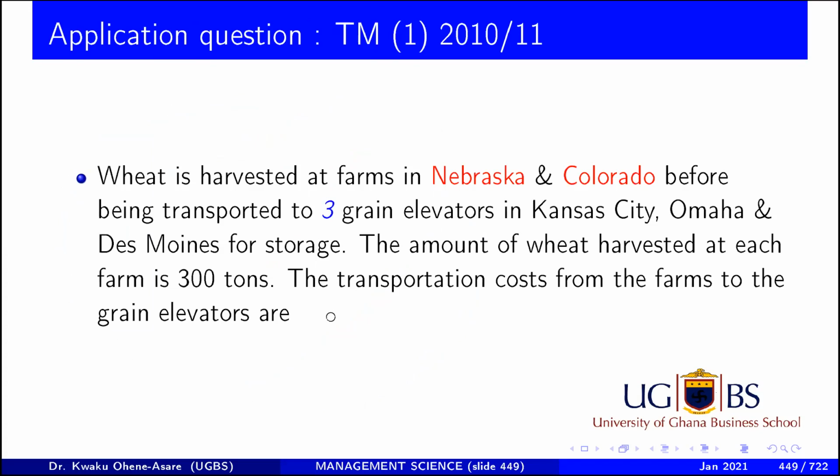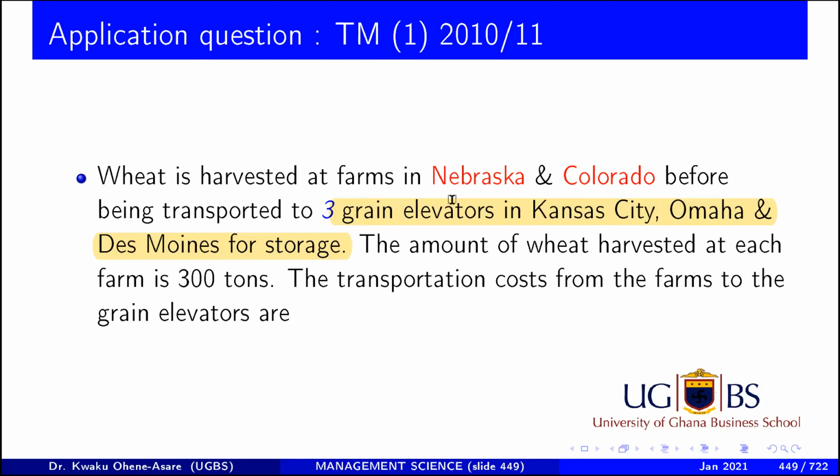So we're going to go back to our wheat story. Remember, the wheat originally was from 3 grain elevators, Kansas City, Omaha, and Des Moines. They were from these 3 grain elevators, and they were sent to the mills. Do you remember? The mills in Chicago, the mills in Cincinnati, the mills in St. Louis, and all of that. They were sent to those mills.